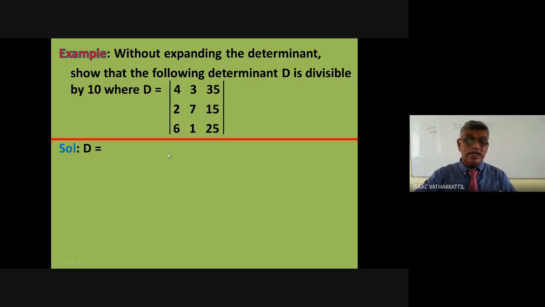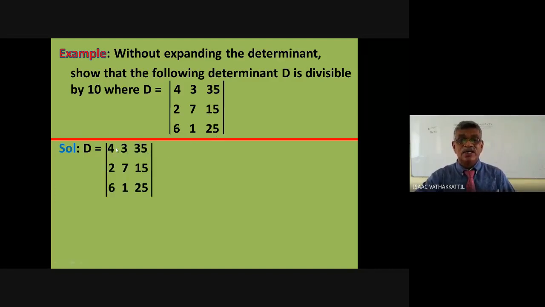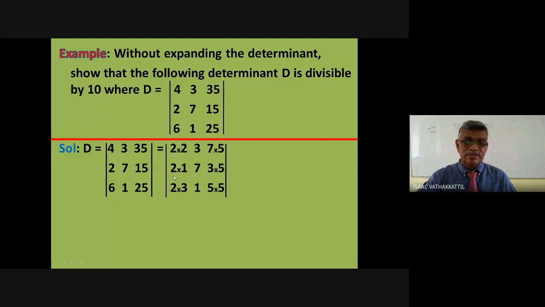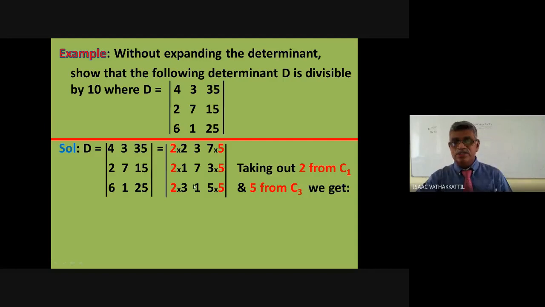What I can do is that I can easily observe that in the first column, there is a 2 common. I can take it out. The 2 will come out. In the third column, there is a 5 common. That will again come out as a common factor. So taking 2 out from the first column and 5 out from the third column.